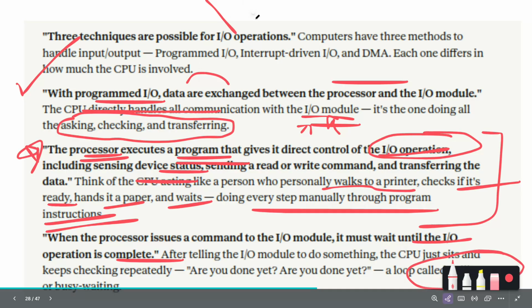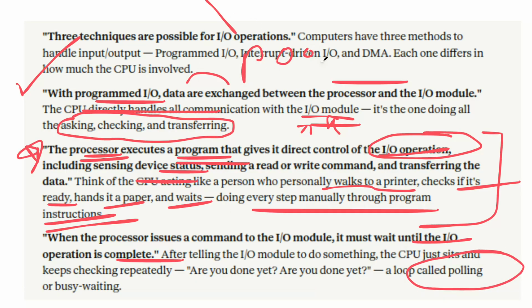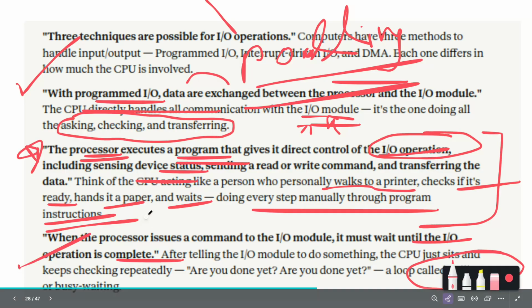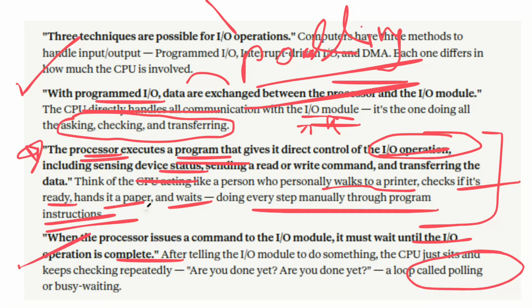There is a word called polling, and this process of repeatedly asking is known as polling or busy waiting. When a processor gives a command to the IO module, it has to wait until the IO operation is completed. So it keeps on asking the IO module if it has done the work. It's a loop, and this is known as polling or busy waiting.